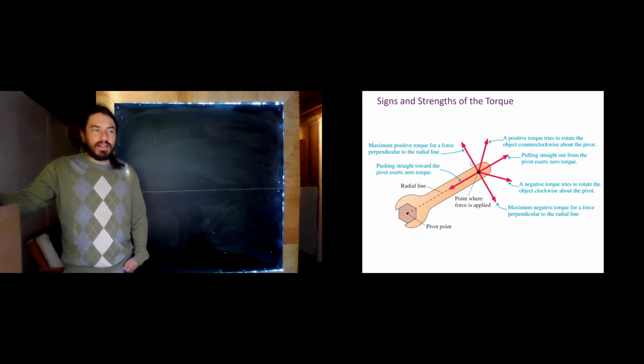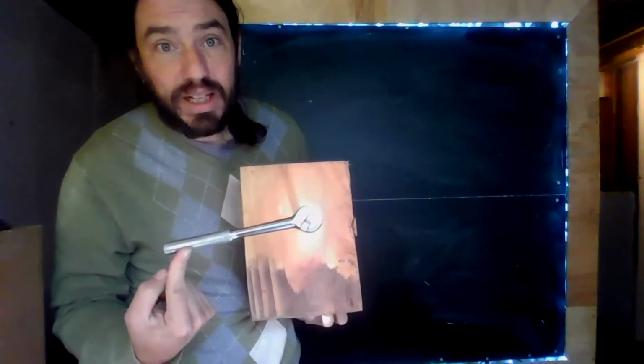This is the maximum positive torque. Why is it positive? Because it's trying to rotate the wrench in a counterclockwise direction. This is something we have to be a little bit careful with. The same force can create either a clockwise or a counterclockwise torque. So for example, in this case, my force applied here is creating a clockwise torque. That clockwise torque then would be negative.